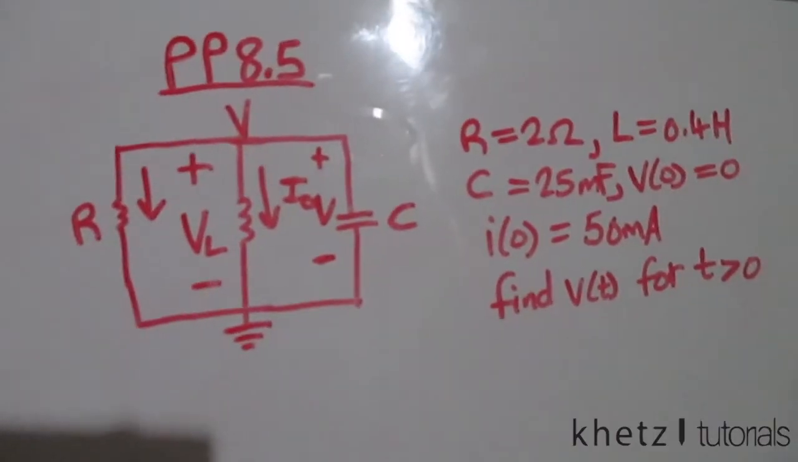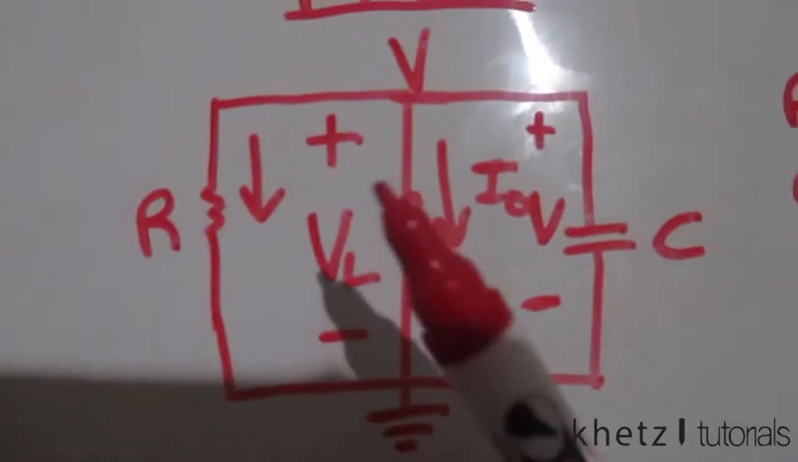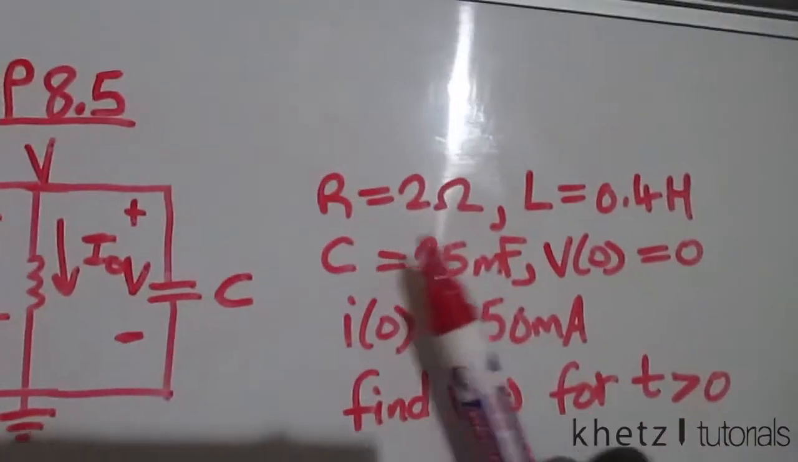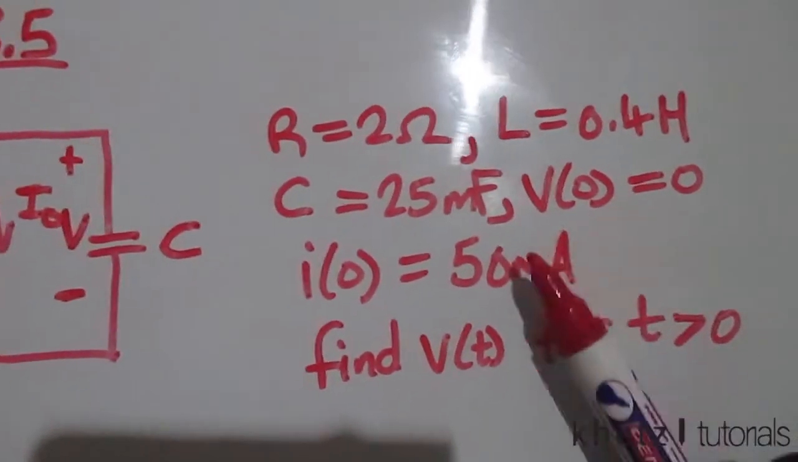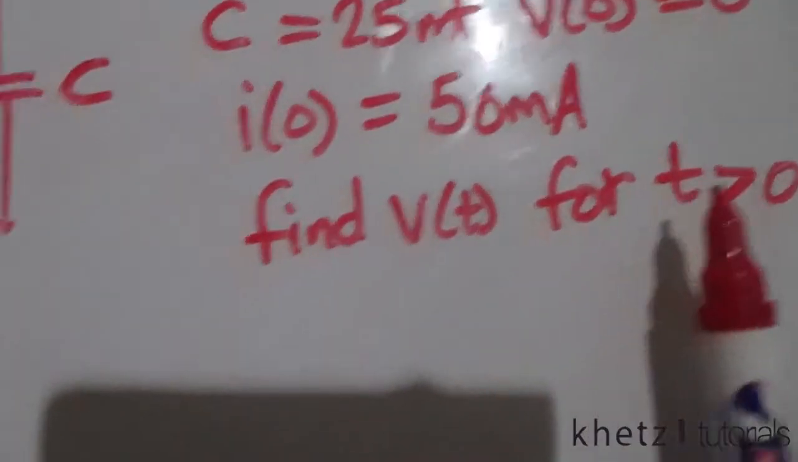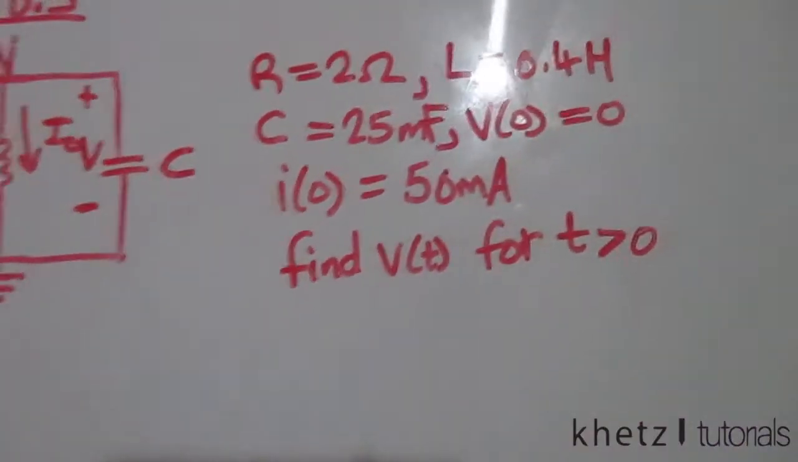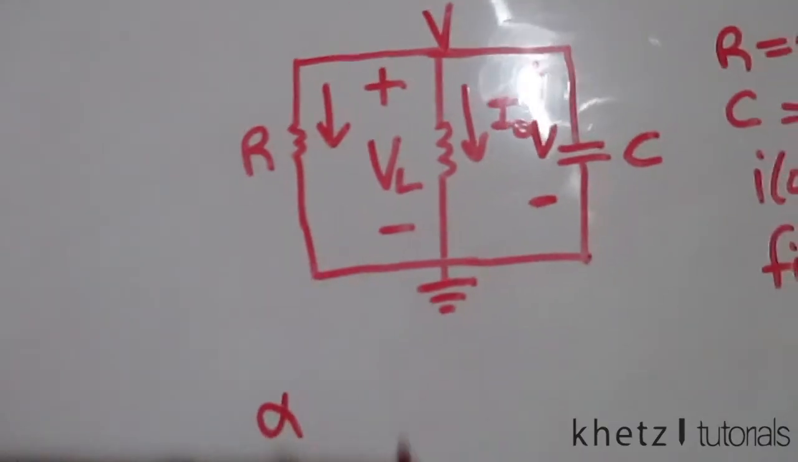Welcome to this problem. So we're given a source-free parallel RLC circuit, and we're given the values of all of the components as well as the initial conditions, so we don't have to find the initial conditions. Then we are asked to find v of t for time greater than 0. So let's do that. First, start by looking at the type of response which we have here.